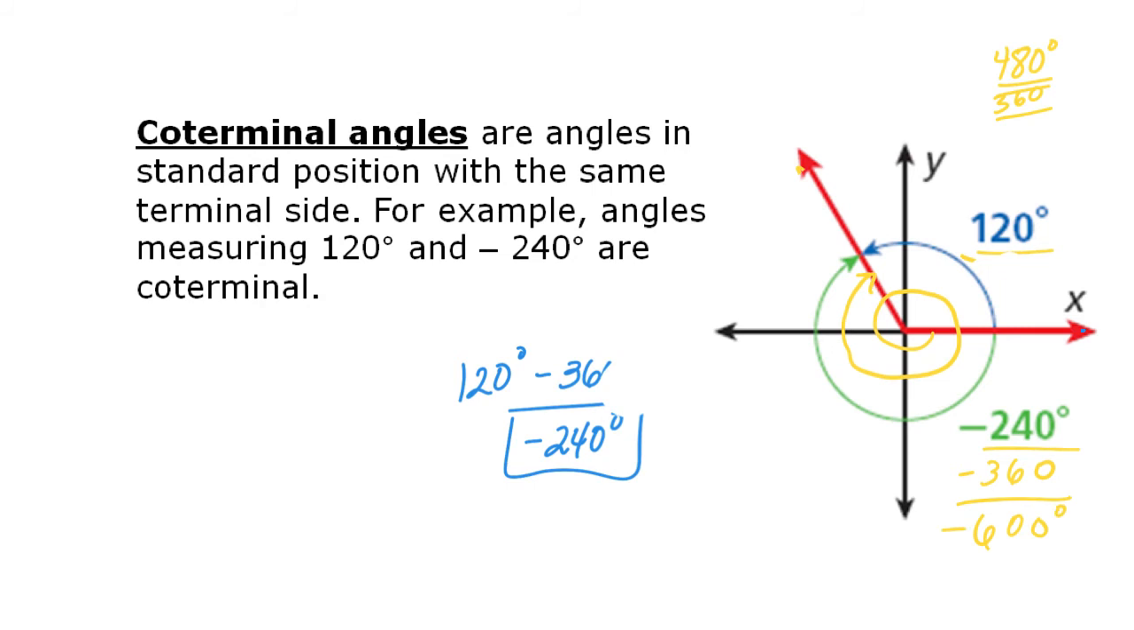We could just keep spinning this thing like a top over and over and getting new angles that are coterminal to one another. But coterminal angles are angles in standard position which have the same terminal side. Starting at the same spot, ending at the same spot, and their travels may be different, but that's what happens.